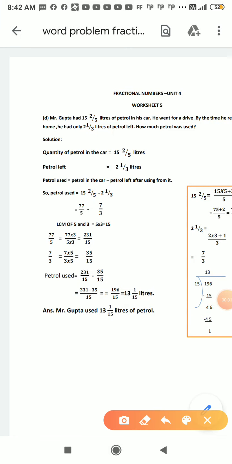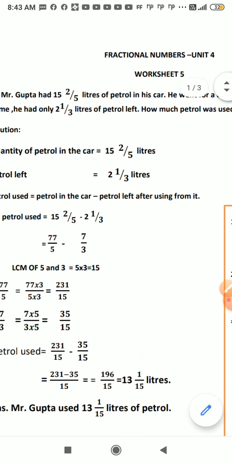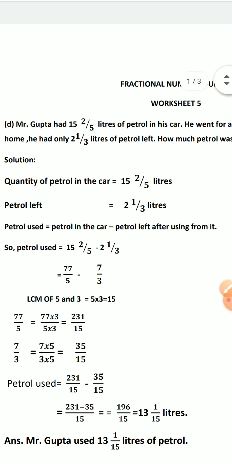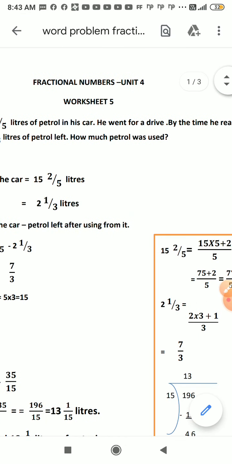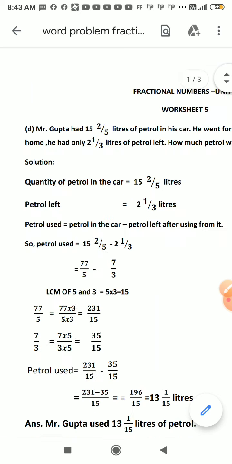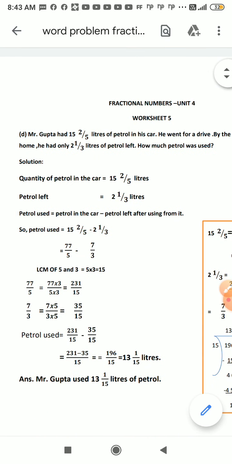Yes, students. Now this is fractional number, worksheet 5. So we have to do this. I am reading out question number D. Mr. Gupta had 15 2/5 liters of petrol in his car. He went for a drive. By the time he reached home, he had only 1/3 liters of petrol left. So how much petrol was used?